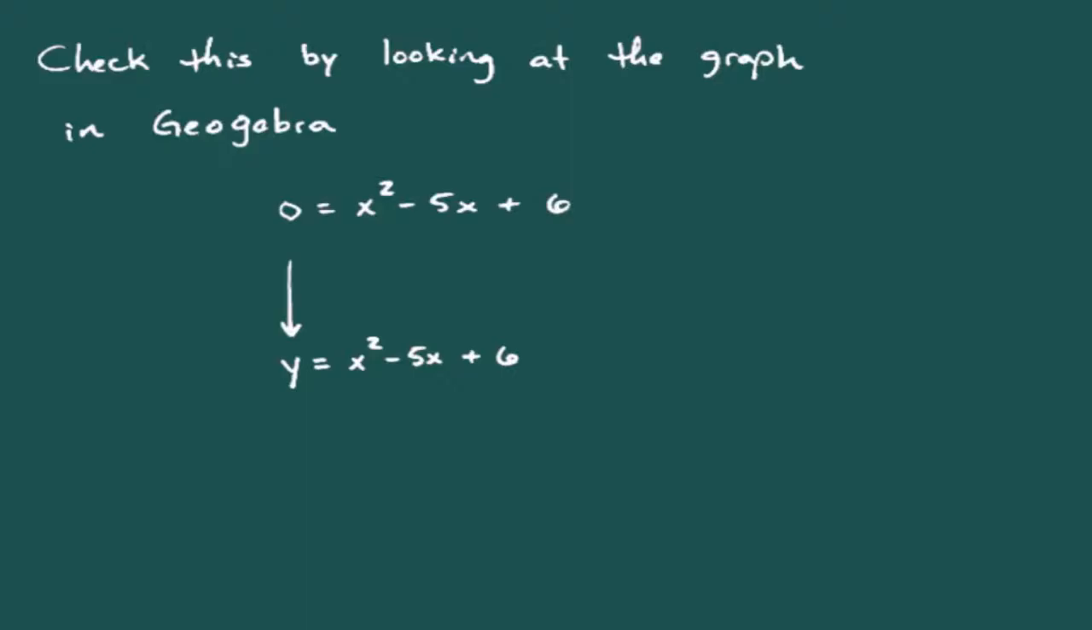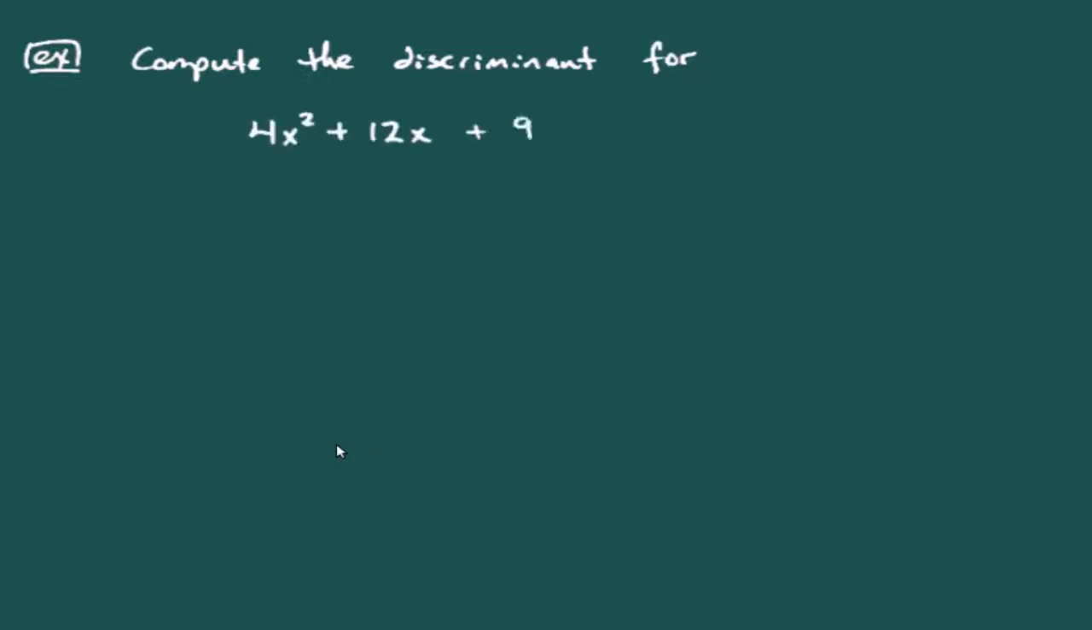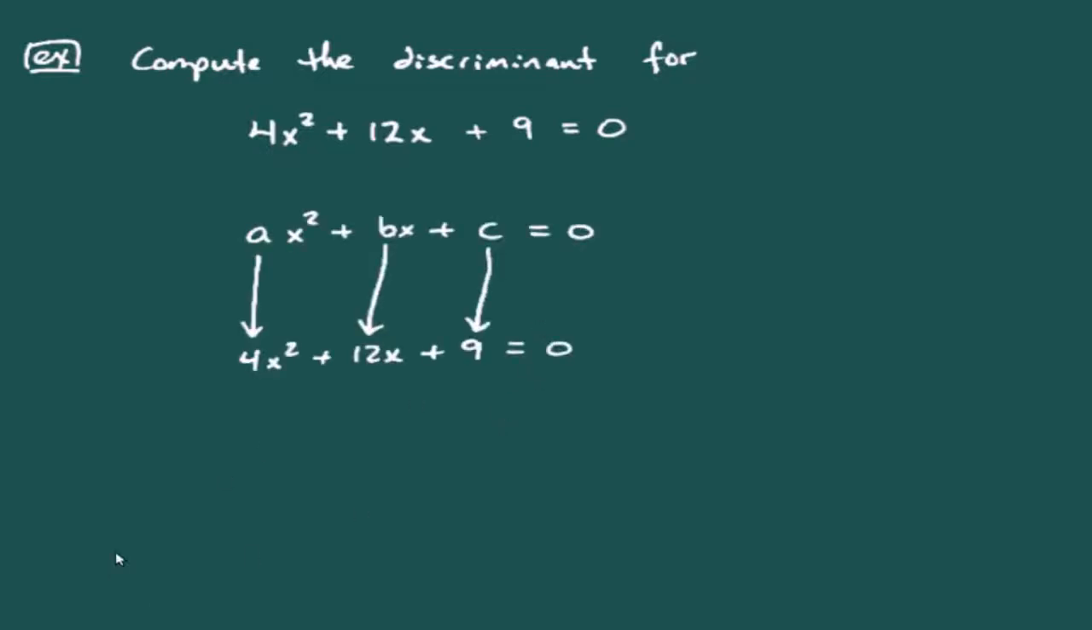Now, let's look at another example where we want to compute the discriminant for 4x squared plus 12x plus 9 is going to be equal to 0. So again, one more time, we are determining what exactly are a, b, and c. So a is going to be the number in front of the squared term. So a is going to be 4.